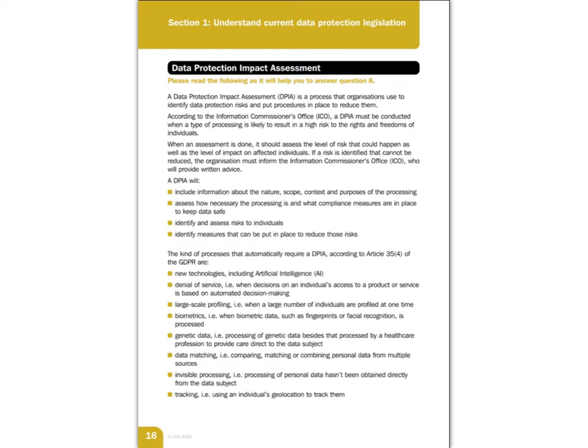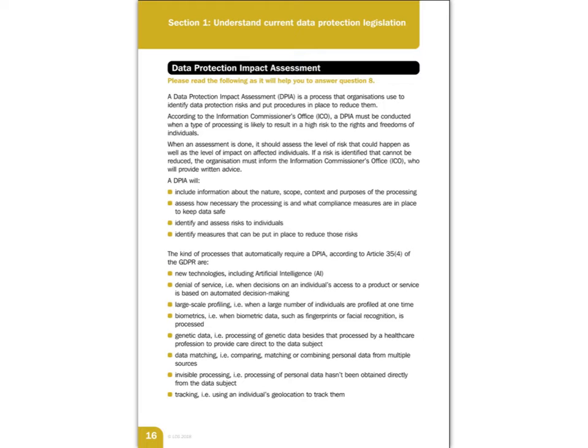Okay, so when an assessment is done, it should assess the level of risk that could happen, as well as the level of impact on the affected individuals. If it was, say, credit card details, that would be quite a large impact. If a risk is identified that cannot be reduced, the organisation must inform the ICO, who will provide written advice. So if you can identify those risks and actually say, look, these are the risks within my company, you can write to the ICO so they are aware that those risks exist. That way, if there is a data breach later on, you're actually covering yourself in a lot of different ways.